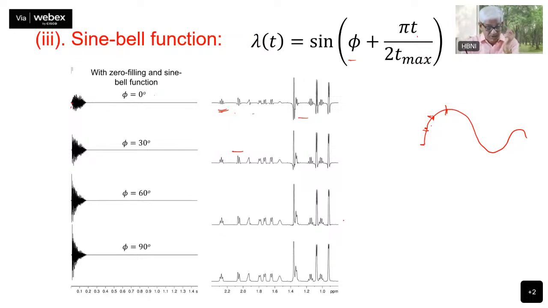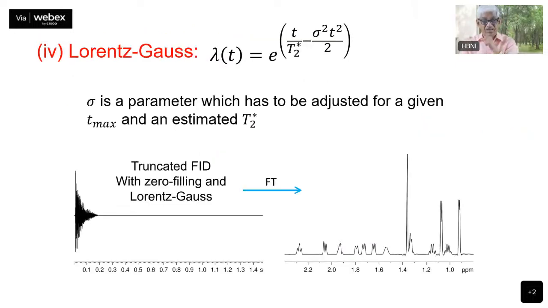You have a good baseline as well as a good resolution in your spectrum. And there is a Lorentz-Gauss also. This is a little bit more complicated. This of course performs very well. And the multiplicative factor is e to the power t by t2 star minus sigma square t2 square by 2. Sigma is a parameter which has to be adjusted for a given t max and an estimated t2 star. So a priori you need to know some values of this, and accordingly one can use this also. So often, by and large, one uses the sine function or the cosine function, or sometimes the sine square function also. Okay, so that finishes this part.